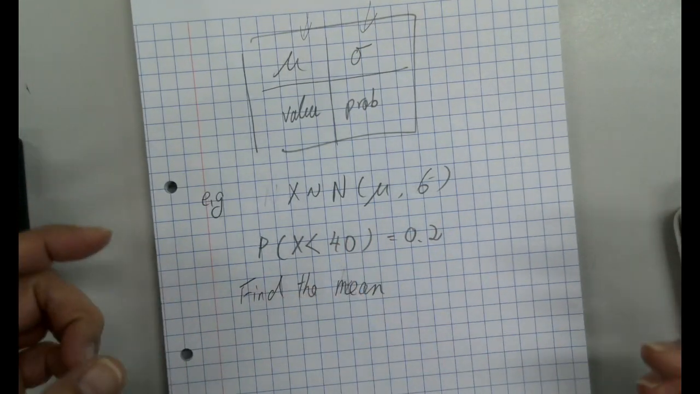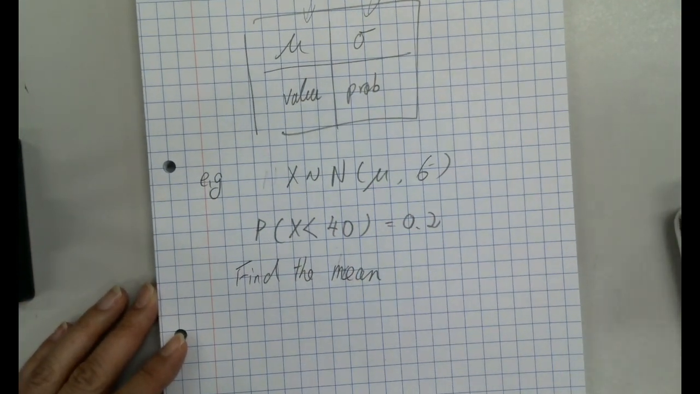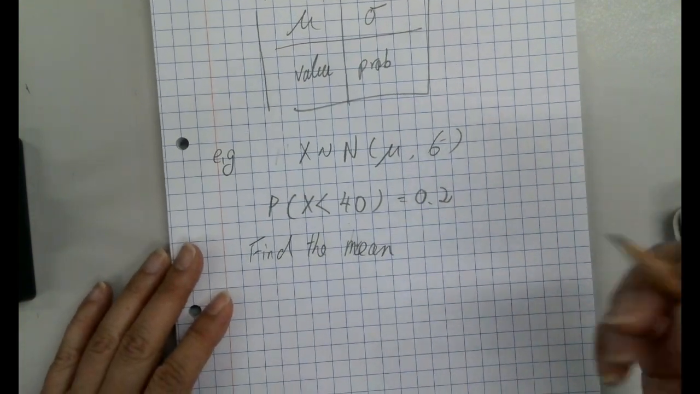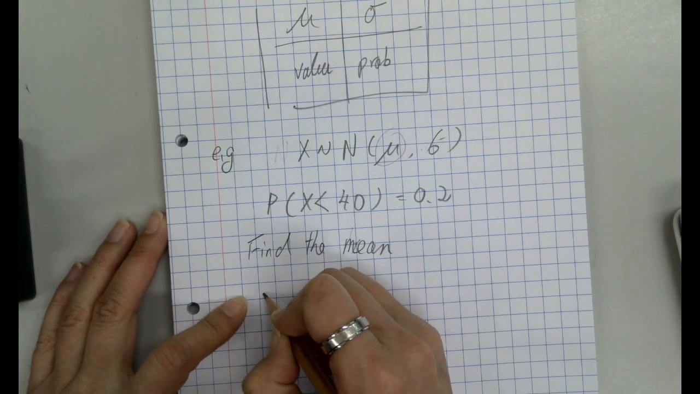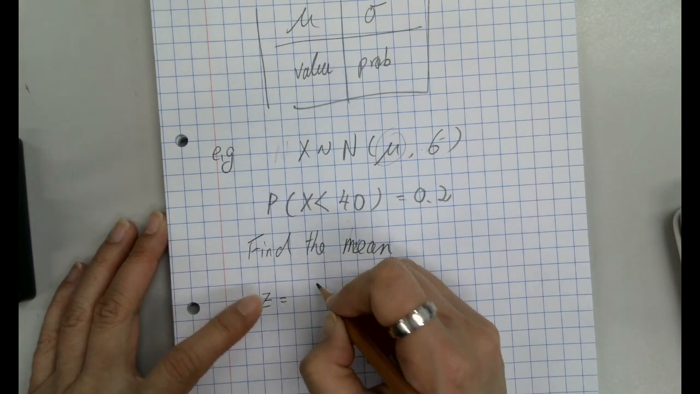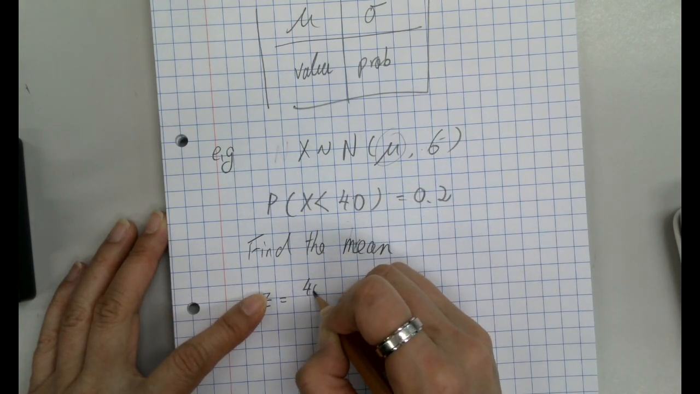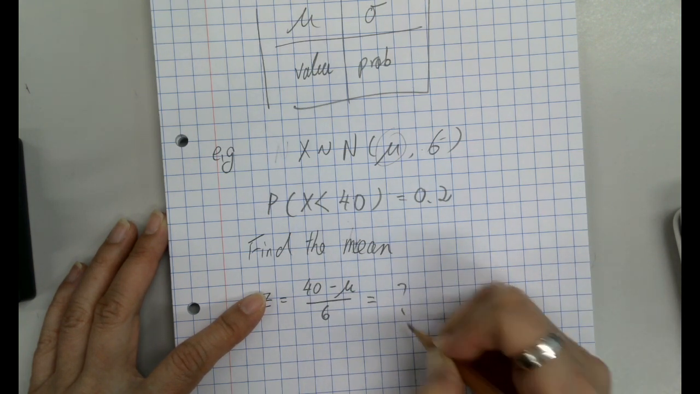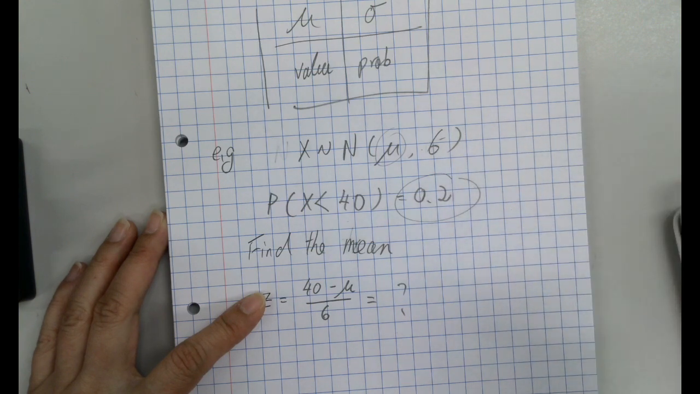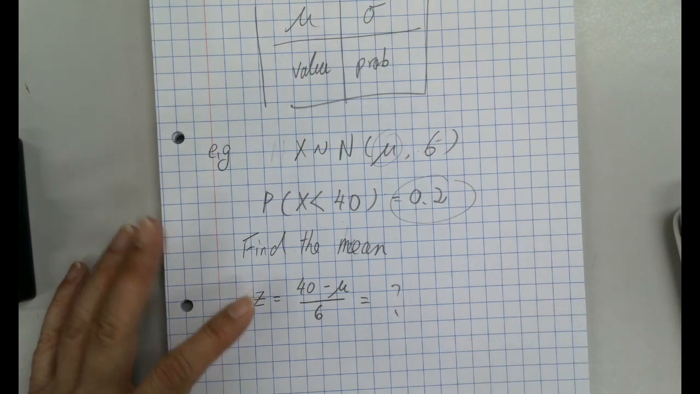Since we have that, we will have to use the calculator to find out what we could have. So this is what we have. We need the mean, and missing that, we need the formula. Z equals 40, this is the value, minus mean we don't know, over 6 should be equal to 1. So the probability is here, and this is where we need to use our GDC.